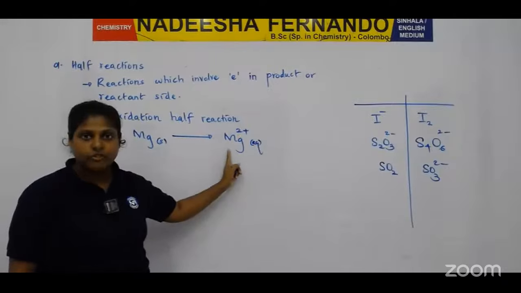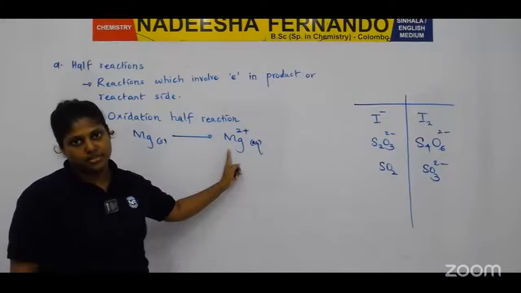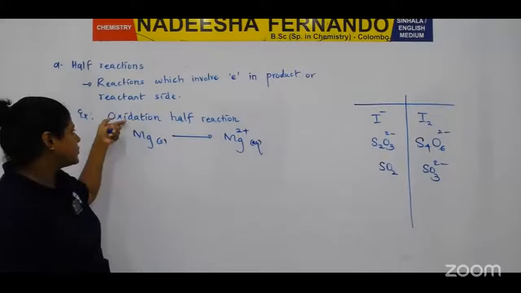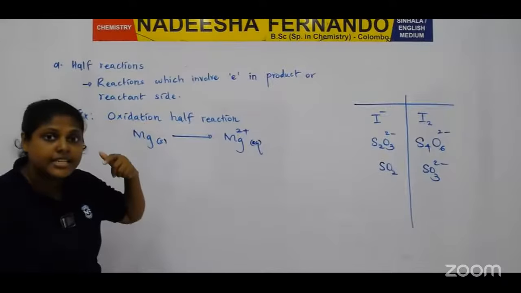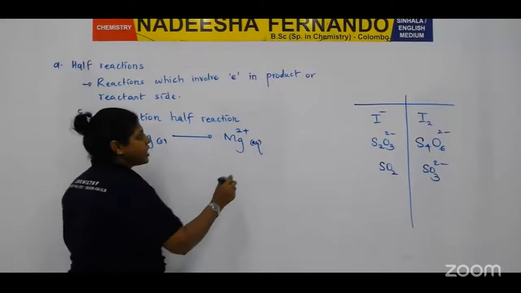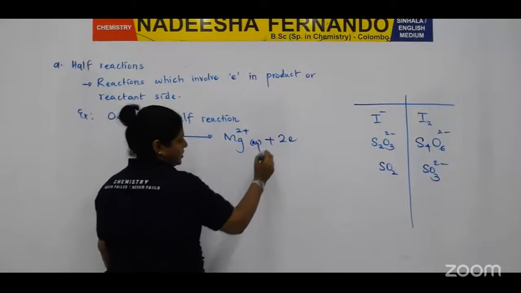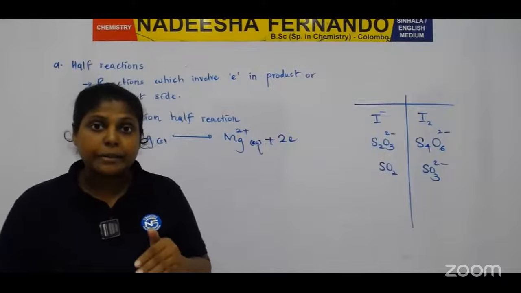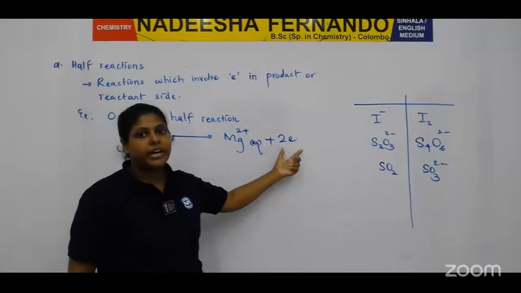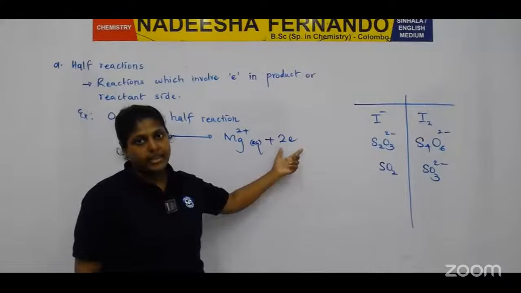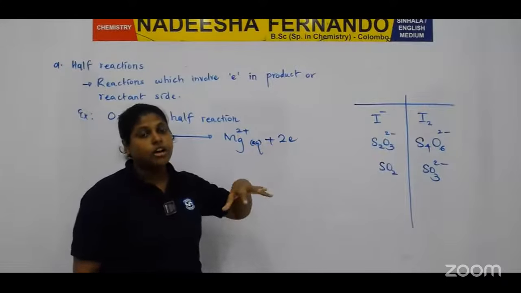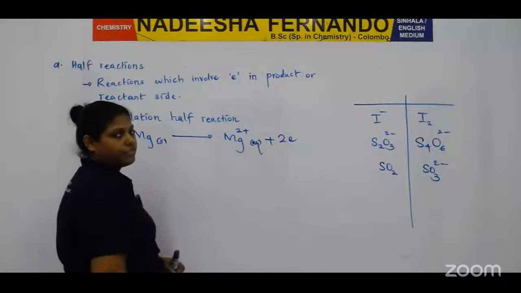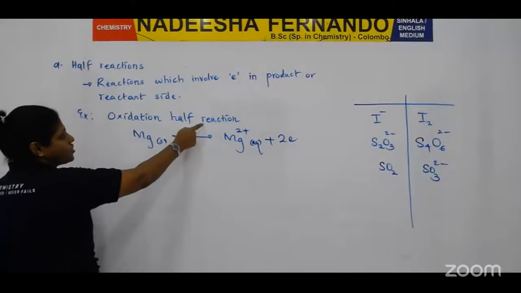Increased positivity we call oxidation. That's why this is called oxidation. To balance charges, I will add 2 electrons. So in the oxidation reaction, electrons can be seen in the product side. When I take this kind of reaction, that's called an oxidation half reaction.